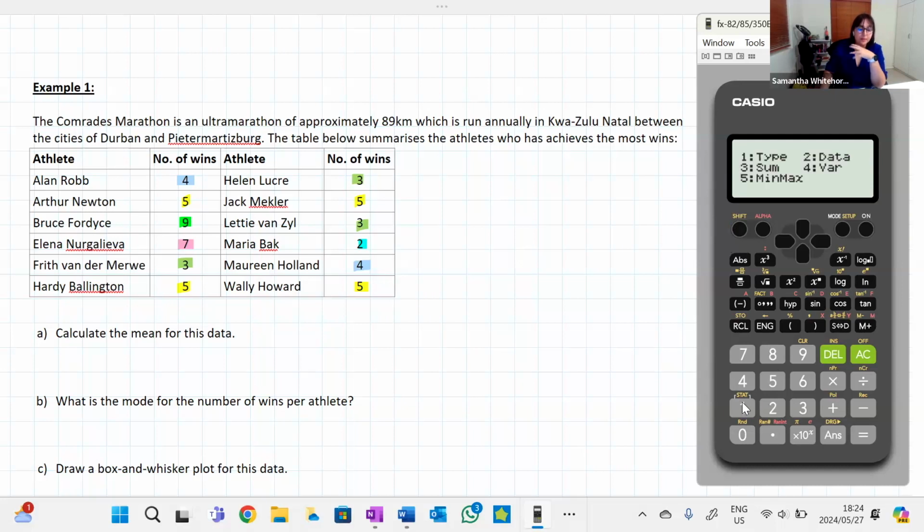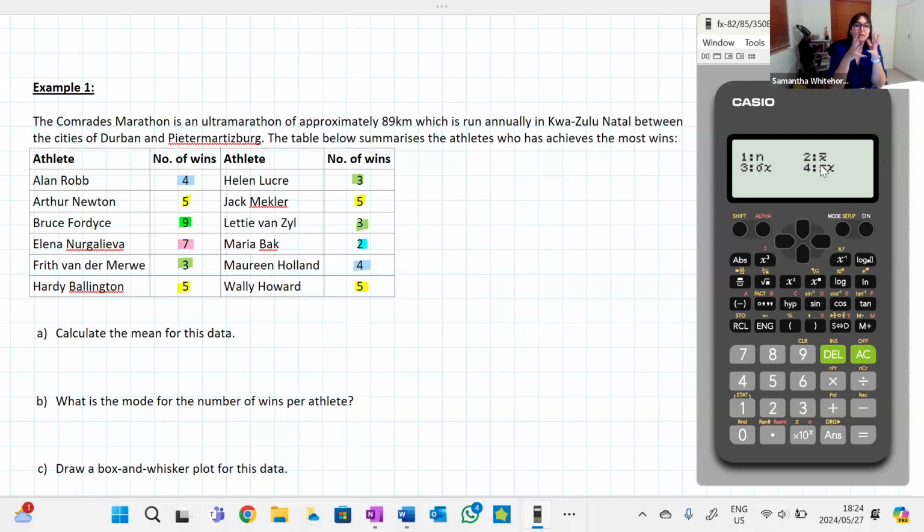So shift 1. Now again, we're looking at option 4 that says VAR, variance. We click 4. I think that might be where some options are different, but as long as you're selecting the VAR one, it's fine. And we can now make some selections.